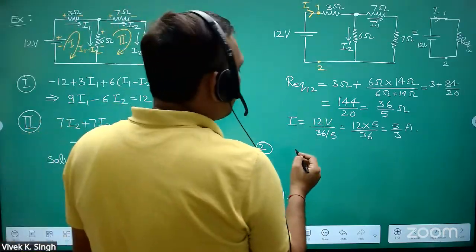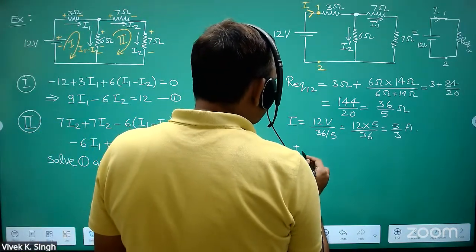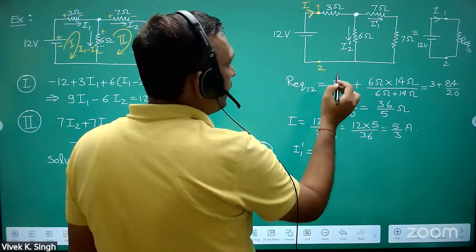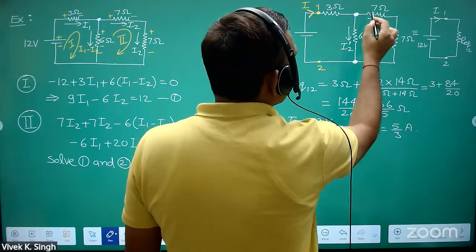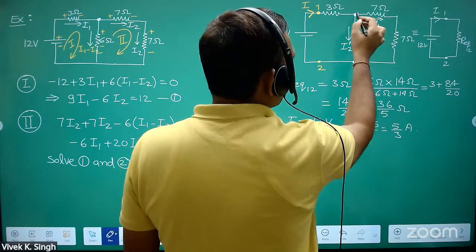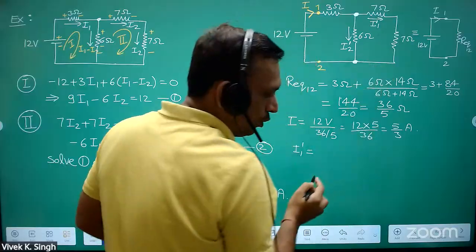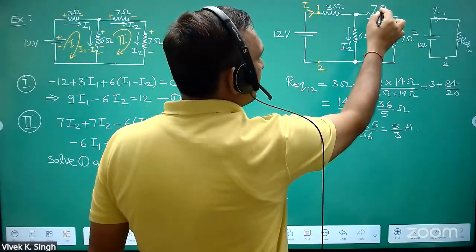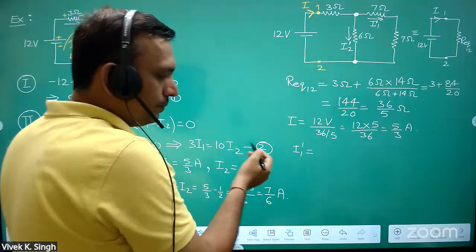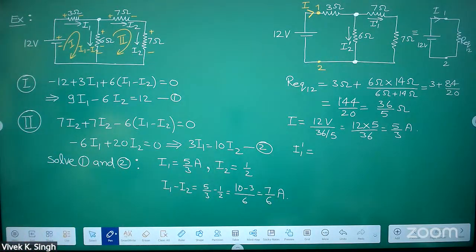So what will be I1 dash? Now see which 2 resistances are parallel. One resistance is this, another resistance is the series combination of these two, 6 ohm and 14 ohm. They are in parallel. R1, R2 is what? 14 ohm and 6 ohm. So now find I1 dash. Let's calculate. Try to calculate this value.